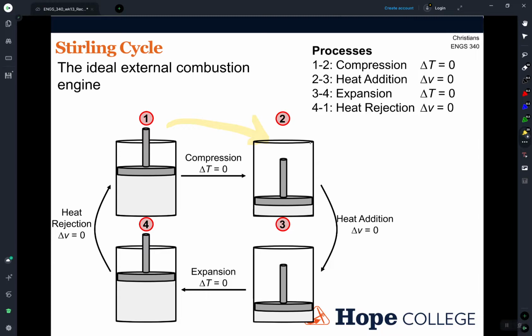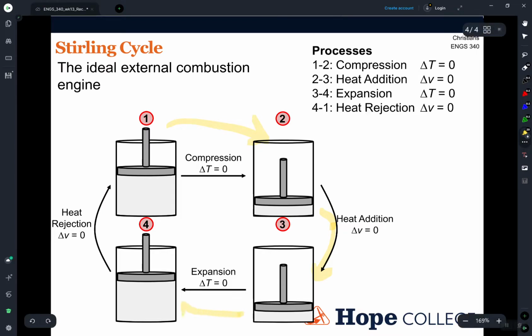Then we go from here, we add heat, going from 2 to 3, but we actually add heat from an external source. So we're not burning something here in the piston or in the cylinder. We're actually having some sort of heat source from outside of the cylinder, and we're putting heat into the cylinder through some sort of heat exchange process. So that gets us from low temperature up to high temperature and higher pressure. Our volume stays constant.